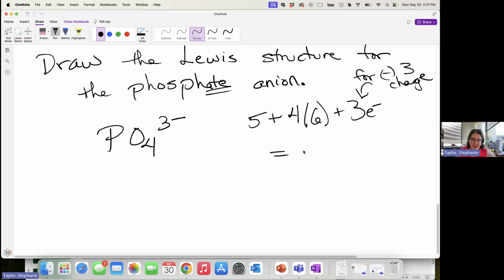So that's also why I think there are calculations in chapter 6, because I'm going to use a calculator to add up my electrons. So 32 electrons to put in this whole thing. So let's go ahead and get started.